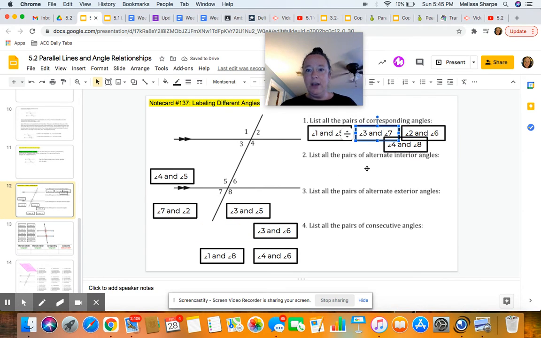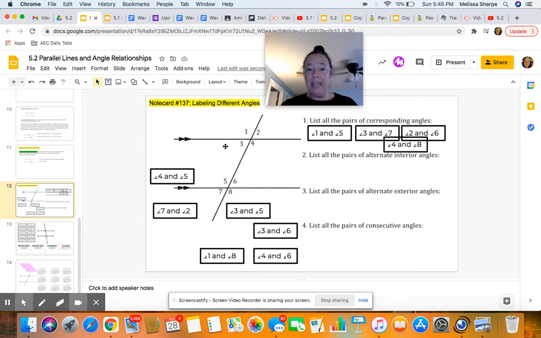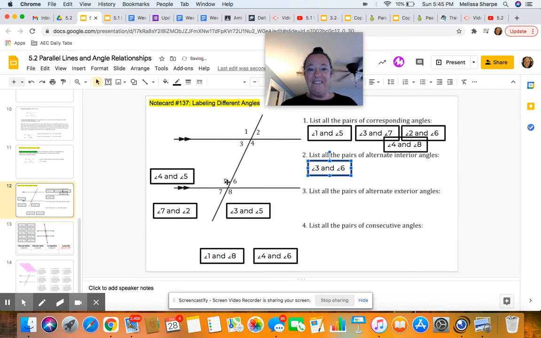Okay. Now, what about alternate interior angles? Alternate interior. So we have to be on the interior. So we're looking at 3, 4, 5, and 6. So 3, and what alternates with it? That would be 6. So 3 and 6. Oh, no. I don't mean to do that.